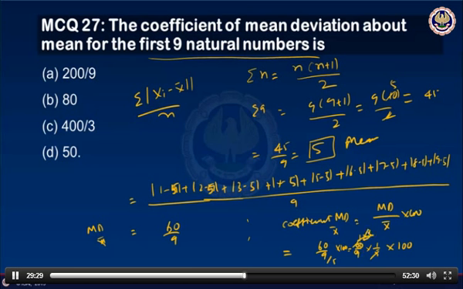Four 5s are 20, and 3 3s are 9. So this is 400 by 3, which is the correct answer. So option C is the correct one.